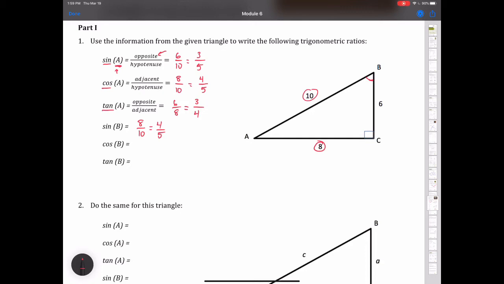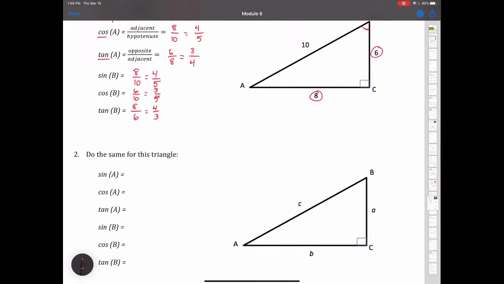Cosine then will be the adjacent side, the side that does touch the angle, over the hypotenuse. So 6 over 10 or reduced to 3/5. And tangent is going to actually be the opposite over the adjacent sides. So it will be 8 over 6 or 4/3. So there you have it.